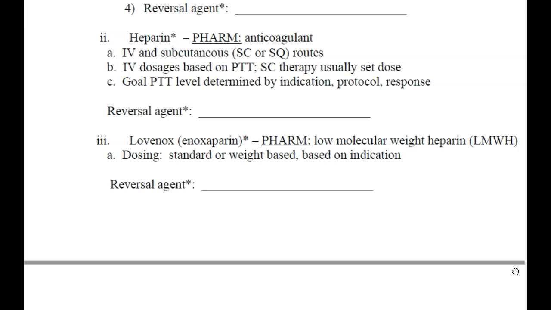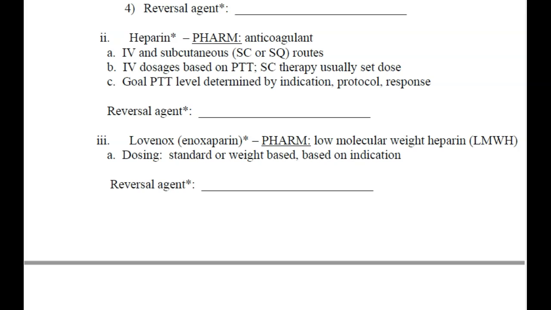PTT, oftentimes it's 25 to 35 seconds. The goal PTT level is determined by the indication, the facility's protocol, and sometimes some doctors will order specific numbers, and it's basically to monitor the response to the anticoagulation. PTT, or partial thromboplastin time, pertains to the intrinsic coagulation pathway. If you're asked what's the reversal agent of heparin, this is something that you have to remember. The reversal agent of heparin is protamine sulfate. Protamine sulfate binds to heparin and neutralizes it.